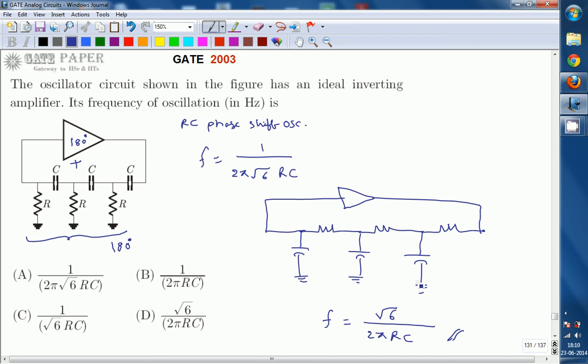So the answer for this question is A. A is the right answer for this question.